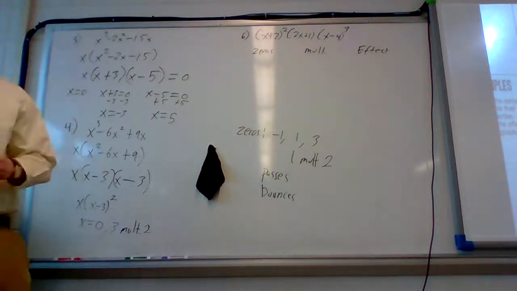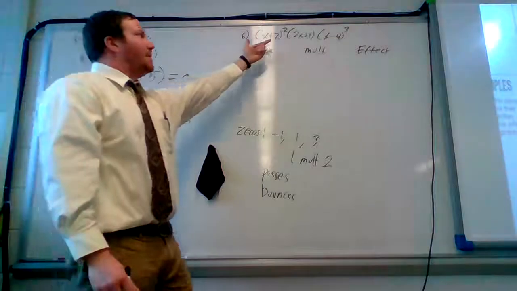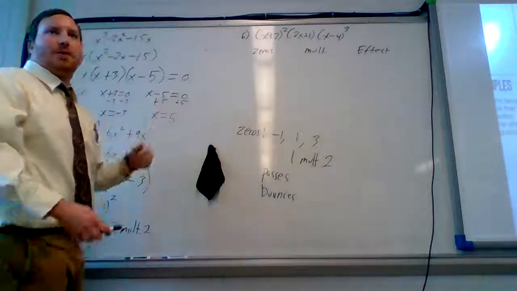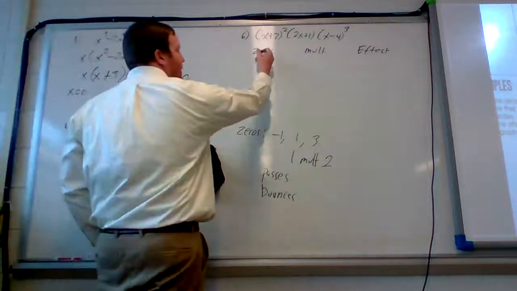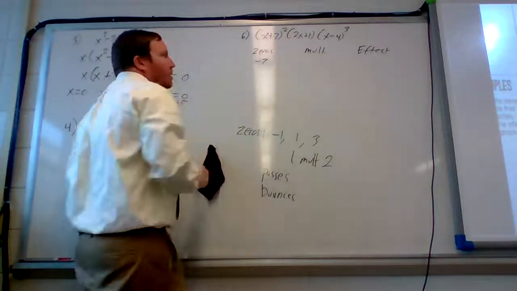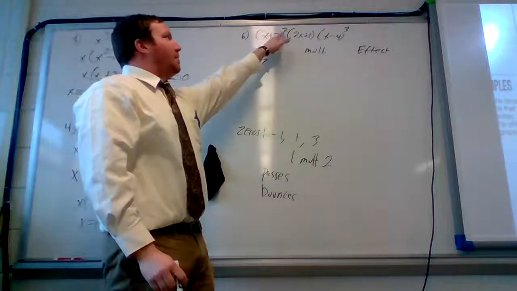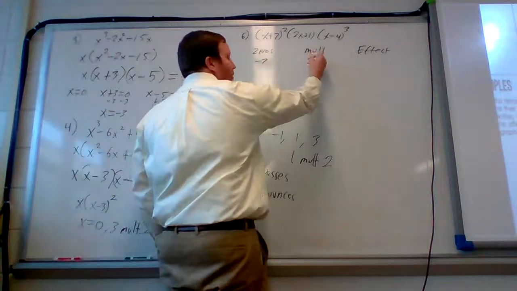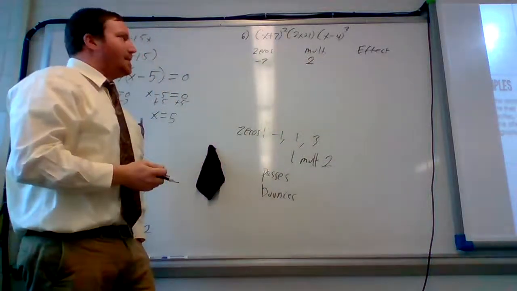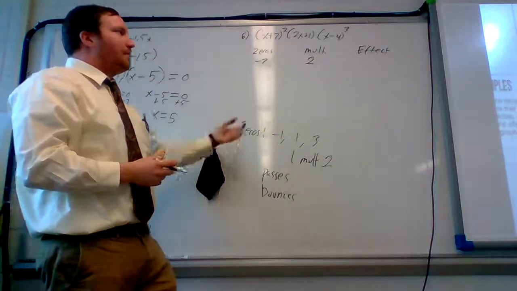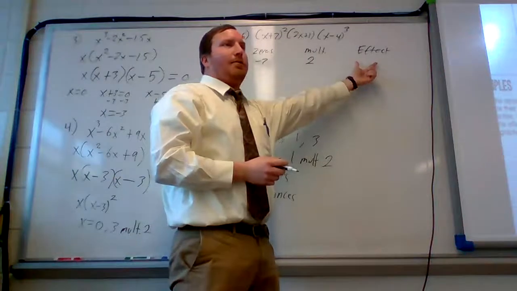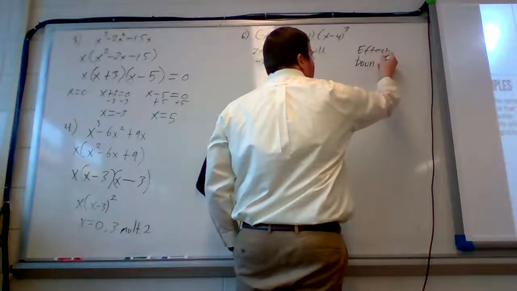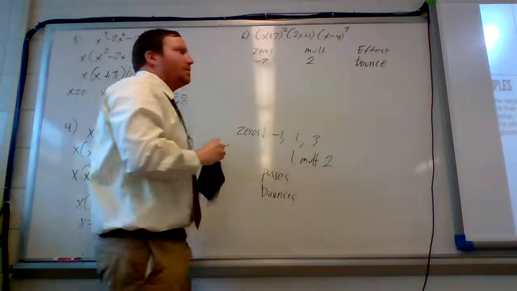So first off, we already have it factored, so we can set each of these factors equal to 0. If I set x plus 7 equal to 0, what is my 0? -7. If I have 2 of those, that means my multiplicity is 2. I have an even multiplicity, so what does that affect whenever I'm looking at it on the graph? It's going to bounce. So even multiplicities are going to bounce.